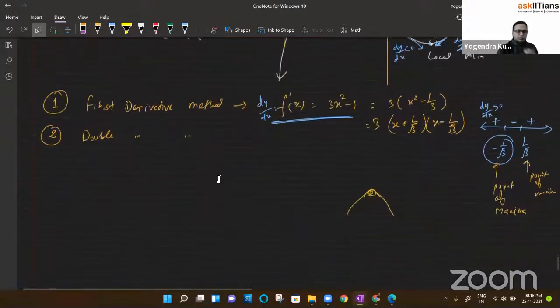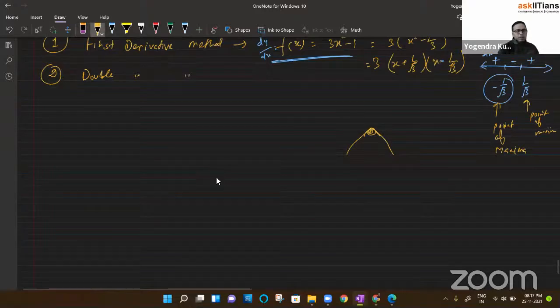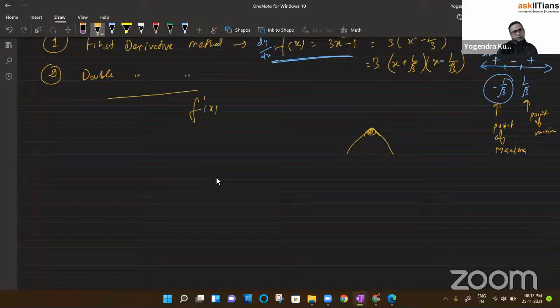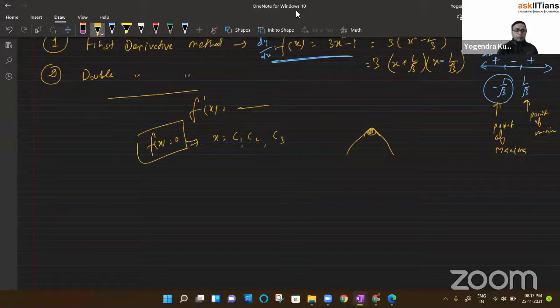Right? We'll see the question. Okay, no problem. Now, when I come to double derivative, we'll find out the first derivative method. Here, we will find out critical points. Let's say x values are C1, C2, C3. At these points, f'(x) is 0 for all these values. Now, find out the double derivative, and put these values here, right?